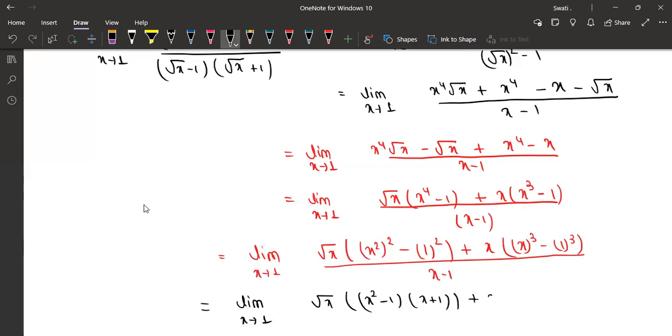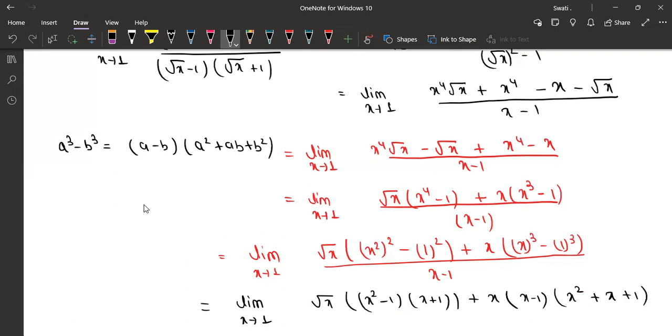And then plus x times, here a cube minus b cube. You should know the formula of a cube minus b cube. The formula is a minus b times a square plus ab plus b square. So using this formula, this will become x minus 1 times x square, because a square plus ab, that means x, and then plus b square, that is 1 only, right? And then upon x minus 1.